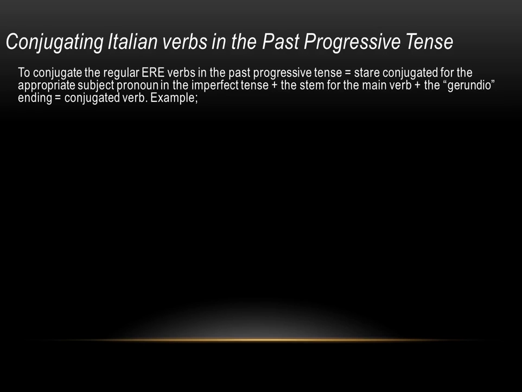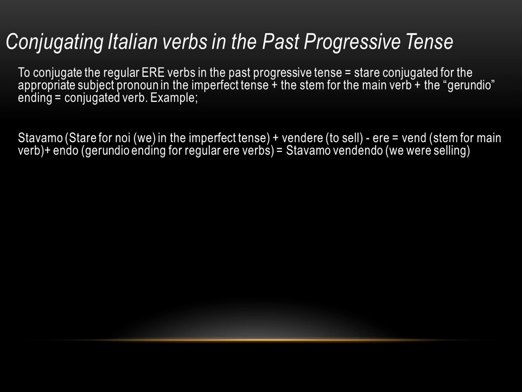To conjugate the regular ERE verbs in the past progressive tense simply equals stare, conjugated for the appropriate subject pronoun in the imperfect tense, plus a stem for the main verb, plus the gerundio ending, equals a conjugated verb. Our example, stavamo, once again, stare for noi or we in the imperfect tense, plus vendere, to sell, minus ere, leaving us with vend, the stem for the main verb, endo, the gerundio ending for regular ERE verbs, equals stavamo vendendo, we were selling.